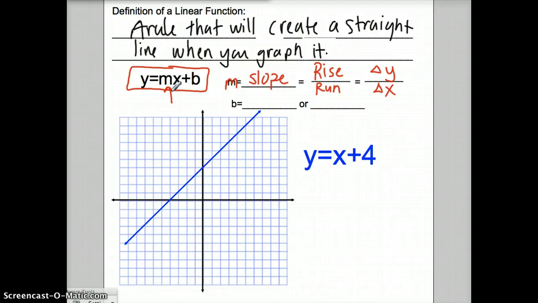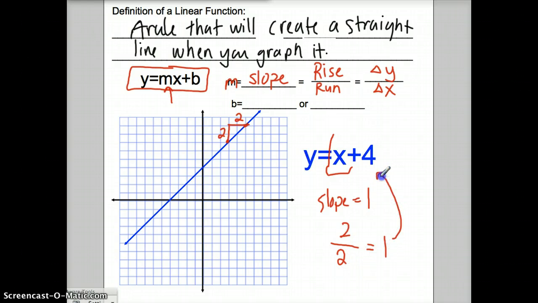So for our example here, our m value is always with x, and it looks like there's only one x in our rule, so the slope is 1. Let's see how we can see that in the graph. The slope, remember, is rise over run, so if I pick any 2 points that I can find on my graph, I should be able to walk from one to the other, and notice that I rise 2 and I run 2, so my rise over my run is 2 over 2, which is 1, just like the rule predicted.